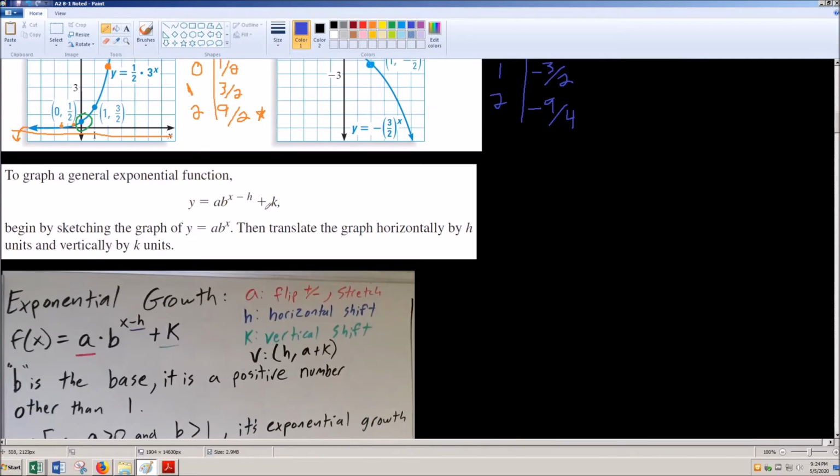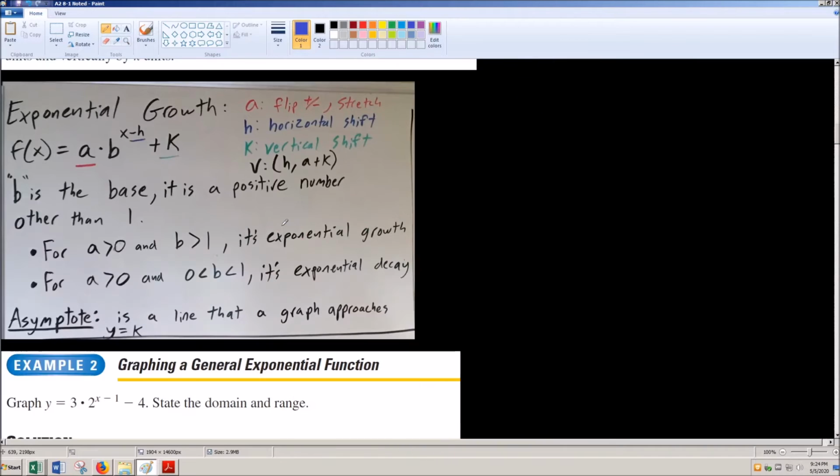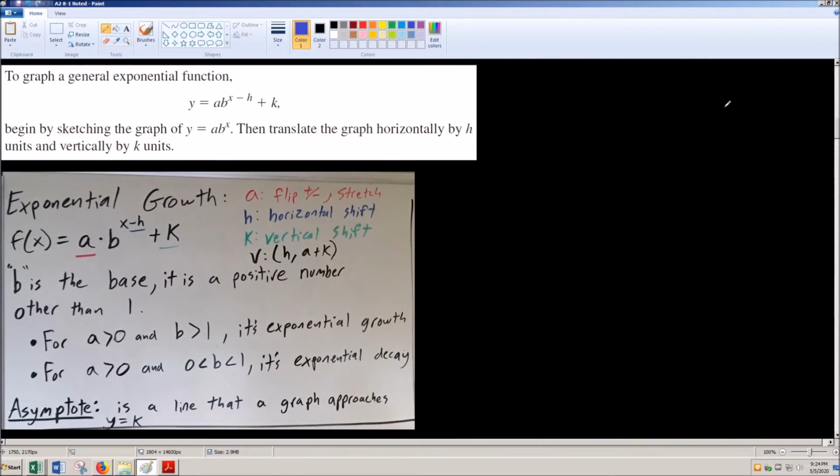To graph this thing, we want to look at our h and k values. So here's where we get into the more detailed version. So again, A is the flip and stretch, H is horizontal shift, K is my vertical shift. My vertex, quote unquote, is not a real vertex, but this is where I start the problem, with H, comma, A plus K.